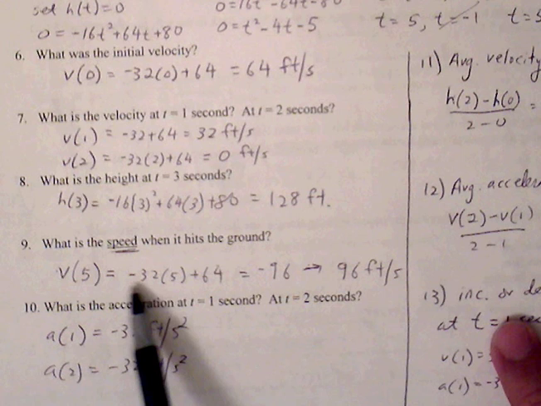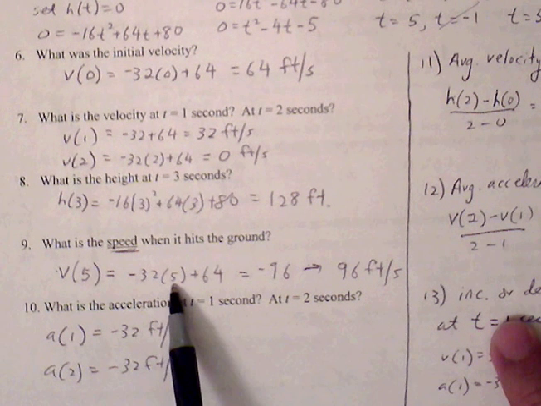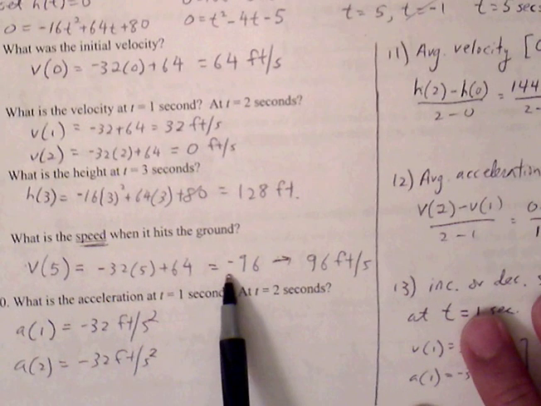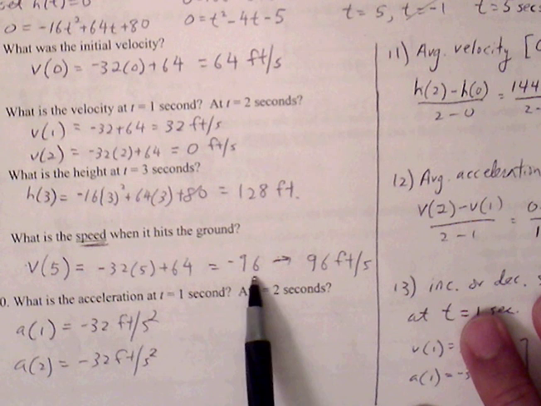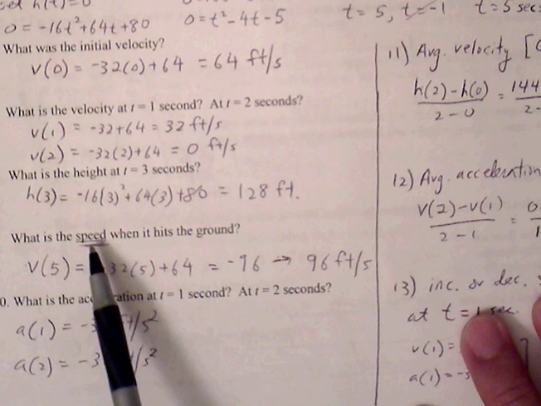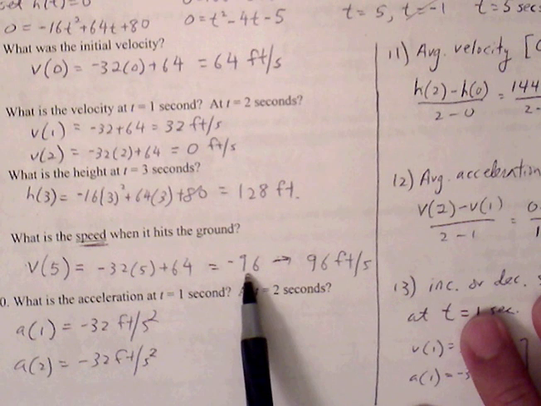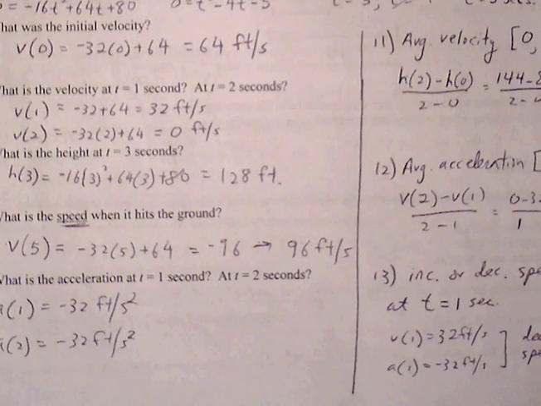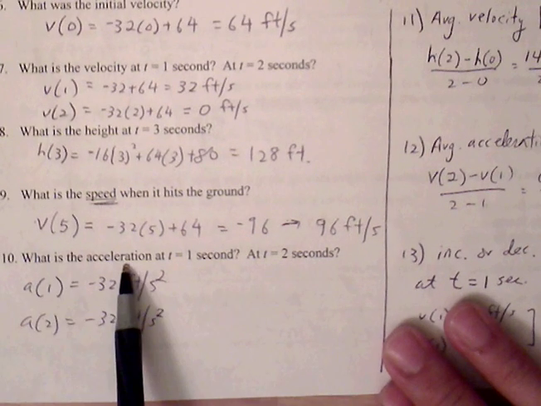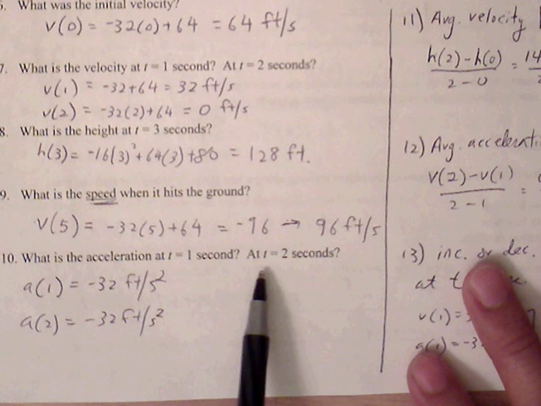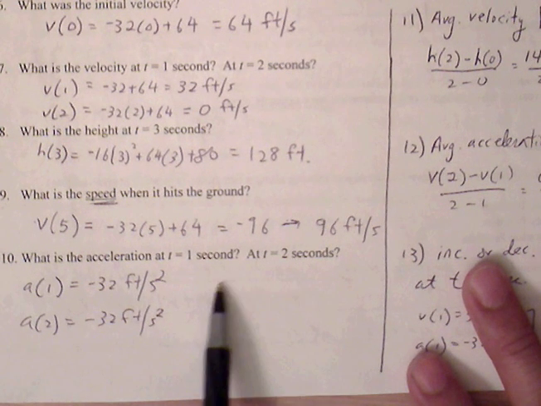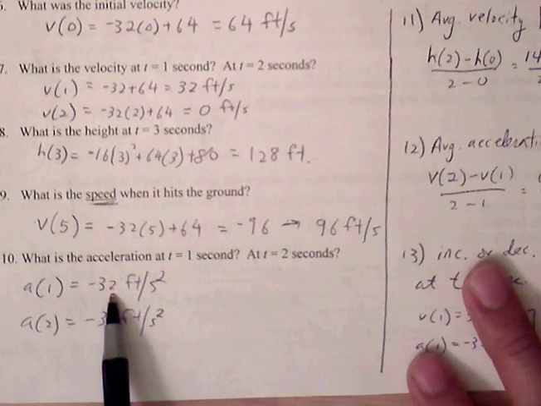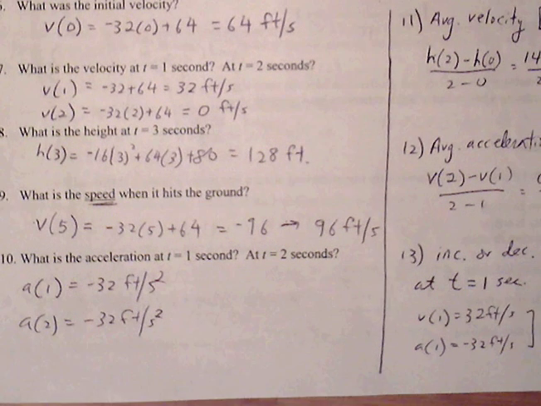And if we plug 5 into the velocity function, we replace t with 5, and we total that up to be -96 feet per second. However, it's asking for speed, so speed is simply the absolute value of velocity. So -96 feet per second is the velocity, but the speed will simply be 96 feet per second. What's the acceleration at 1 second, at 2 seconds? The acceleration due to gravity will be a constant. So no matter whether it's 1 second or 2 seconds, it'll remain at -32 feet per second squared.